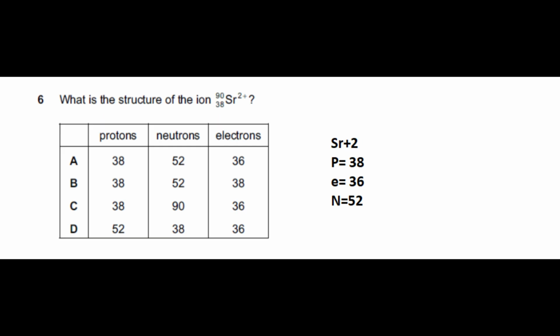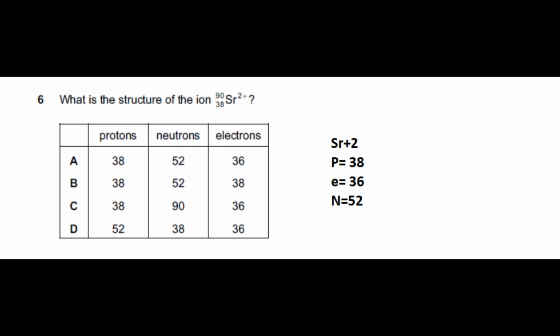My next question is, what is the structure of the ion strontium plus 2? Okay. Strontium plus 2 means a cation. Cation means it has lost electrons. How many electrons has it lost? It has lost 2 electrons because the charge of the ion is plus 2. So the value of the charge always tells us how many electrons it has gained or lost. As it is a positive ion, it must have lost electrons.